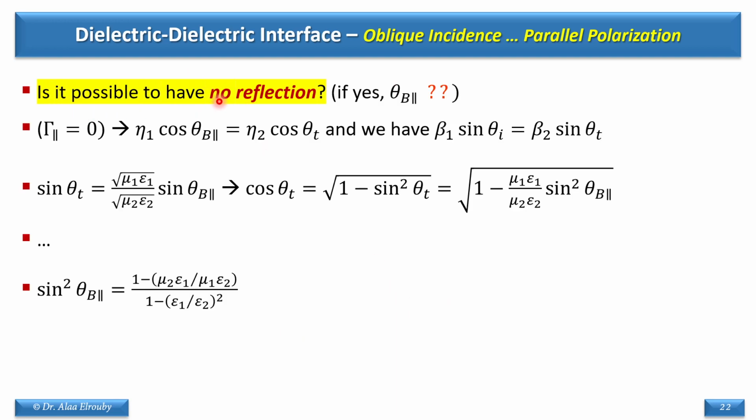Is it possible to have no reflection here? Do we have a Brewster angle? We can write the expression and we can find that, okay, there is a possibility of having a Brewster angle depending on the relationship between epsilon 1 and epsilon 2.